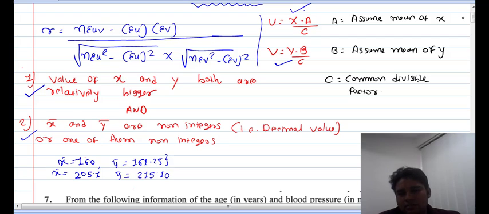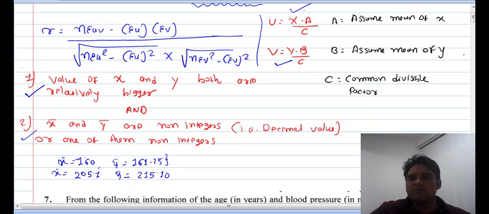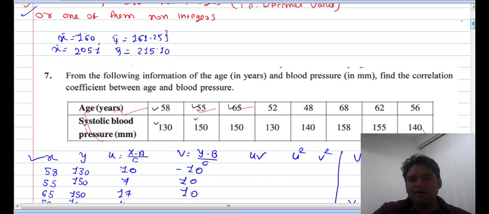So the condition is very important. When the values of x and y are bigger, thousands and hundreds, right? And x bar and y bar are non-integers, in that case we have to use the UV method, that is the shortcut method.